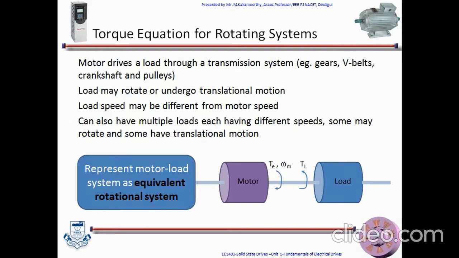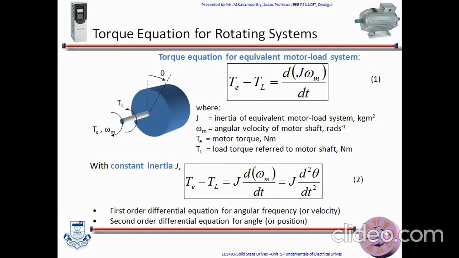I have a motor coupled to a load, and TE is the torque developed by the motor in Newton meters, and TL is the instantaneous value of load torque, generally called the resisting torque, referred to the motor shaft in Newton meters, and omega m is the instantaneous angular velocity of the motor shaft in radians per second. Since TL is a resisting torque, the directions of TE and TL will always be opposite. Load torque includes friction and windage torque of a motor. The motor load system is shown in the figure.